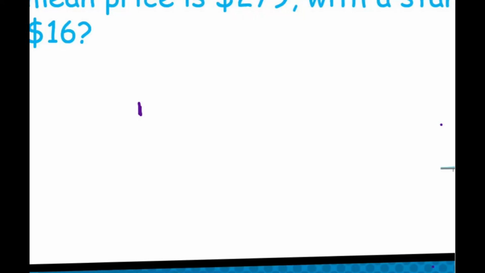Let's look at another proportion problem. We can write this as a proportion or percent. Proportion is just the decimal before I multiply it by 100. But here I'm asking, what is the proportion or the area shaded of a price of Jordans that cost $247 if the mean price is $279 and the standard deviation is $16?